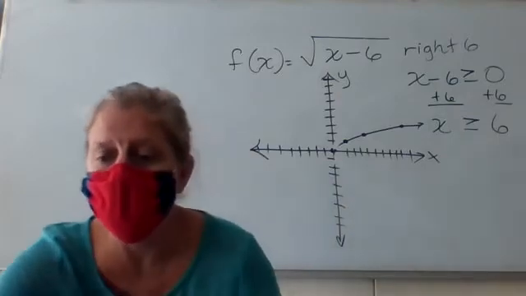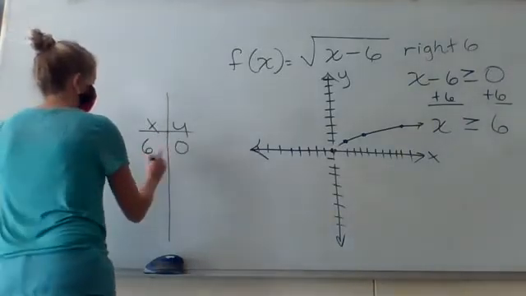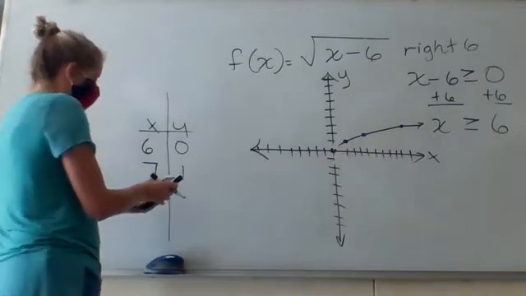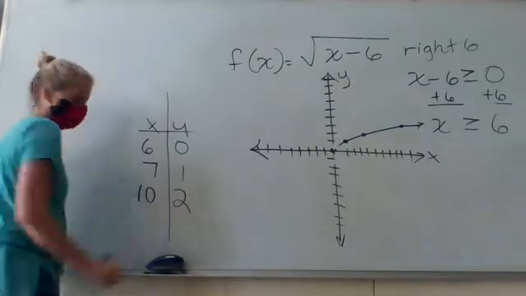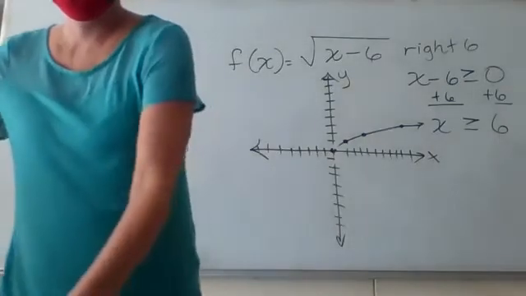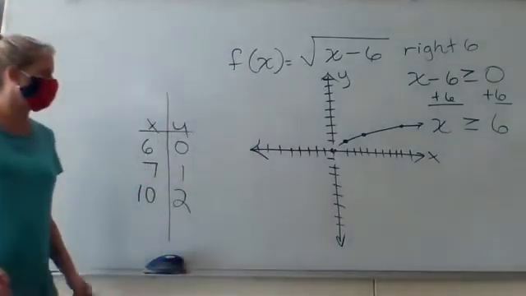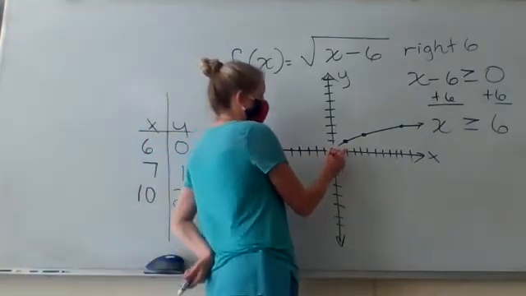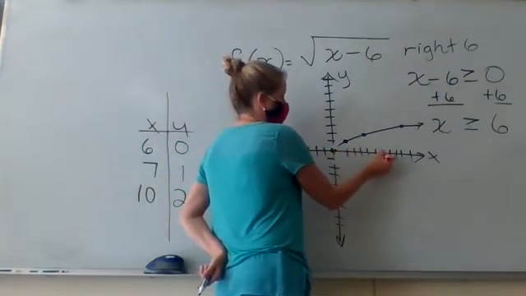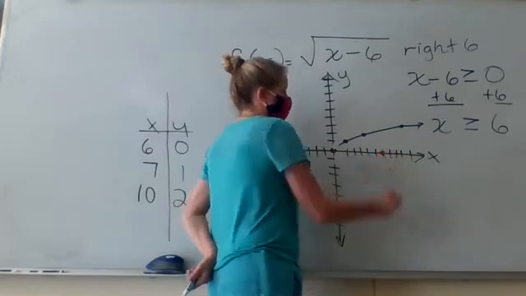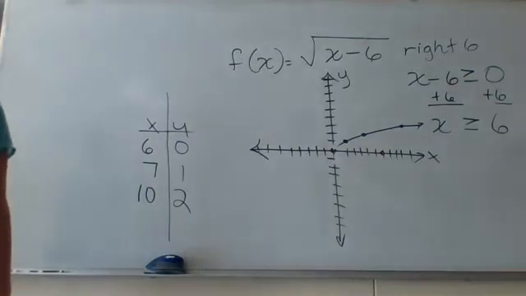So let's get some points that are on the graph, like 6, 0, 7, 1. Let's see, 10, 2. Let's just do those 3. So my first point is at 6, 0. So this time, since my x is 6, I'll go to the right. 1, 2, 3, 4, 5, 6. I don't go up or down at all, since my y is 0, so I'll just put it right there. That's where the graph is going to start.